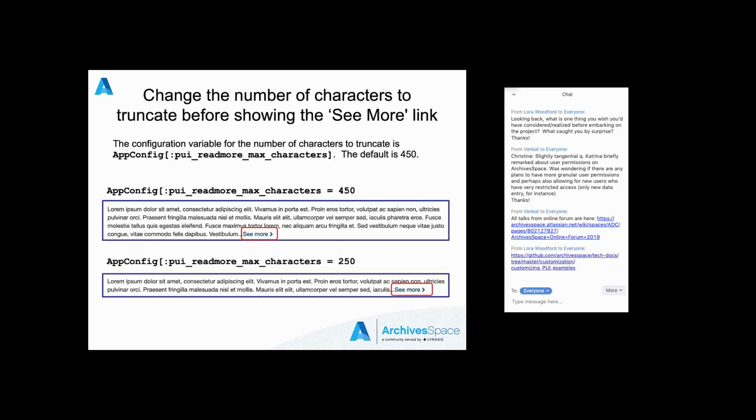Next, to change the number of characters to truncate before showing the see more link, there's a variable called PUI_readmore_max_characters. This just got added in, I do believe, in either the last release or the release before. So this is a new functionality that got put in. The default is 450, and that's what it was before. And you'll see how big that is. And so what I did was I changed it to be 250, and you'll see that the amount of text it shows is much smaller.